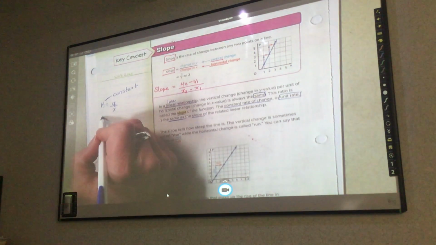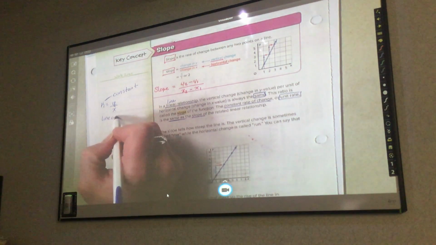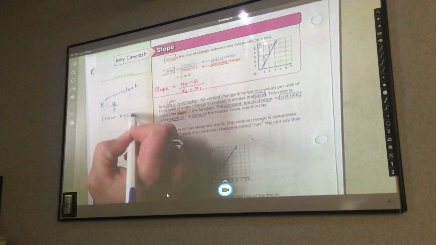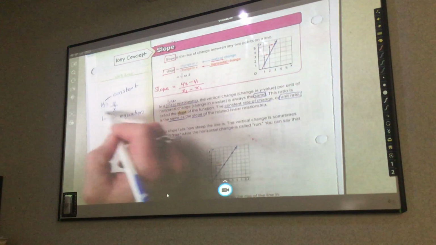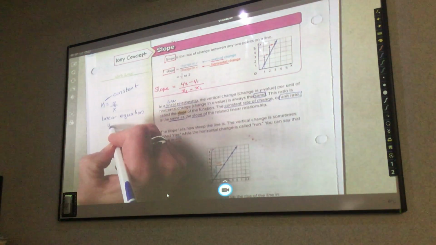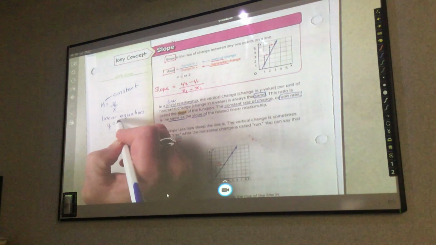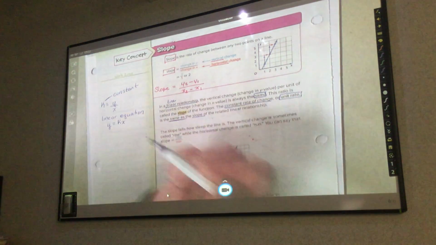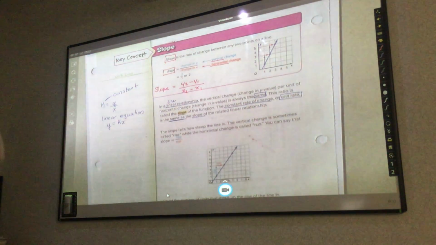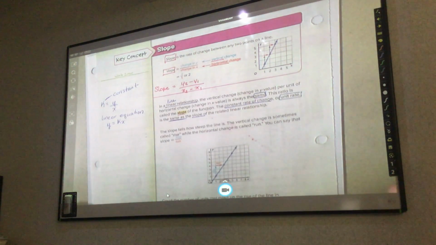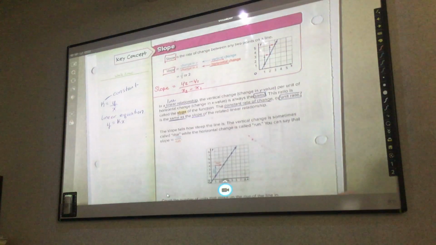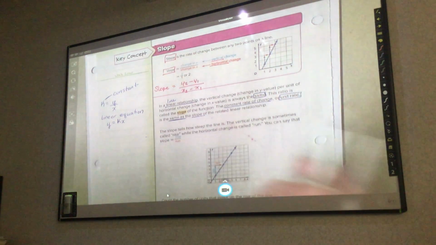And then we will write a linear equation. What's our linear equation from this? y equals k times x. Excellent, y equals k times x. See how many times we've been writing this? Do you see how important this is? That's why we write it, get it memorized.